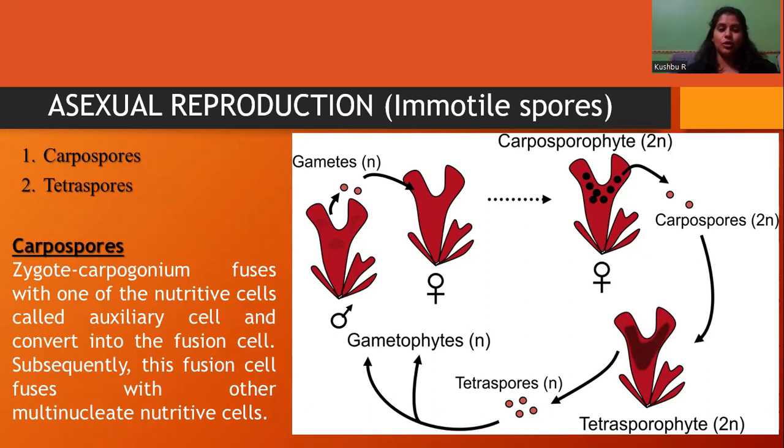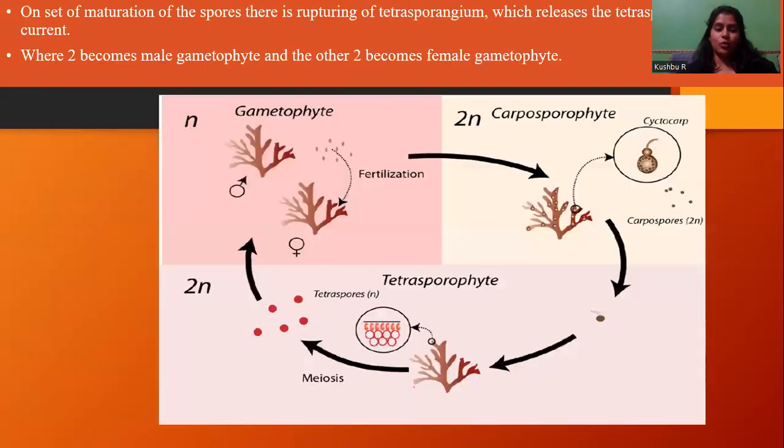Just by the fusion of the gametes, there is sporophytic formation, sporophytic development. Here there are two types of sporophytes that are developed. One is the carposporophyte and the next one is the tetrasporophyte. Again, it goes alternately. So this is how your carposporophyte and tetrasporophyte are produced.